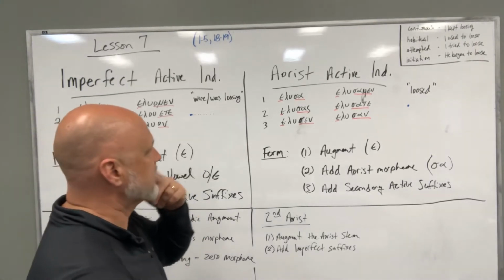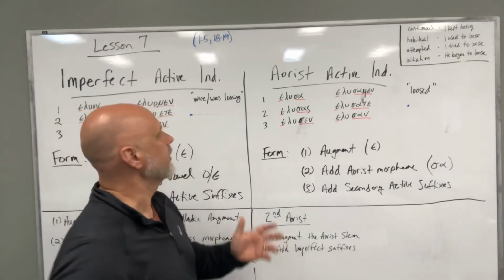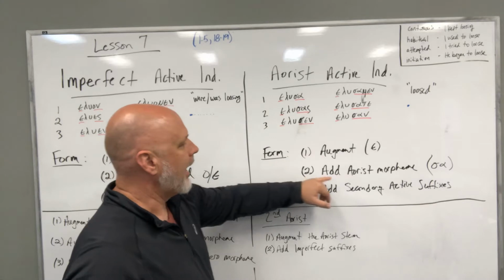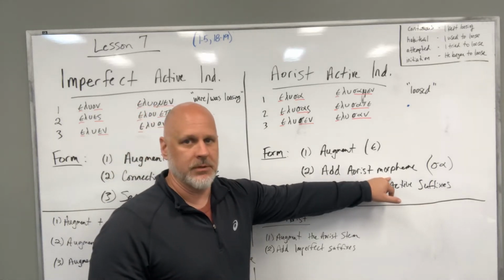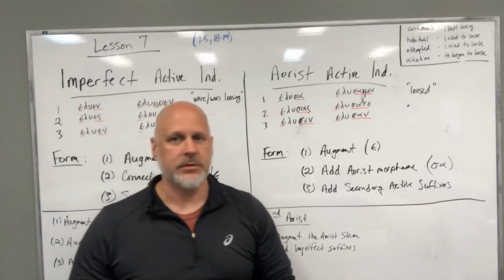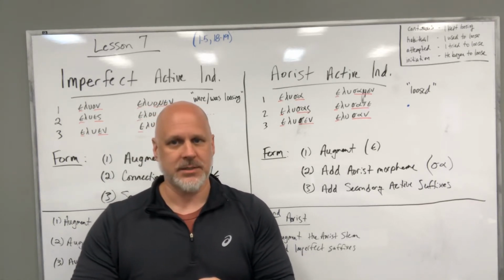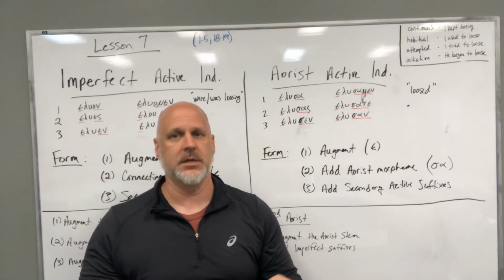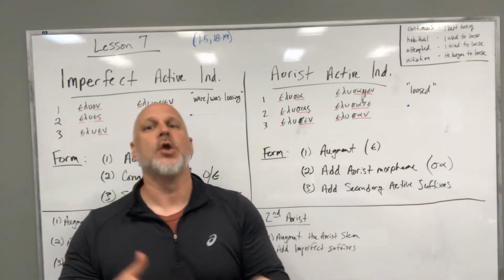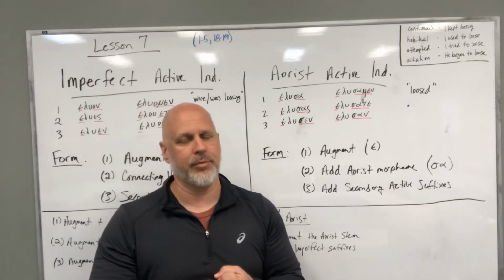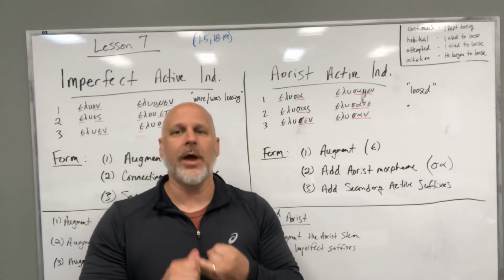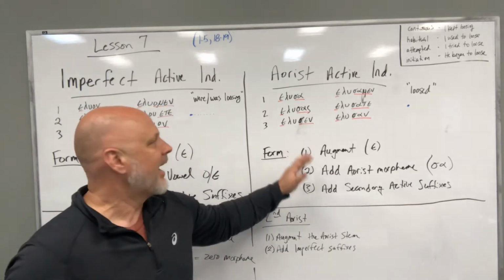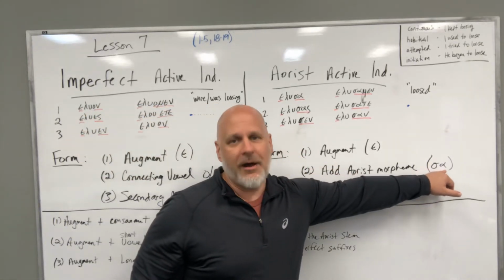Now if I come to the aorist, it's going to operate very similarly. I'm going to augment, so I put my epsilon at the beginning. I will add the aorist morpheme. Remember in the future tense, present active and future active both share the same endings. Luo, luso. They share the same present active endings. However, how do I know a future tense? I have the sigma connecting vowel. In the aorist, I have a sigma alpha connector.